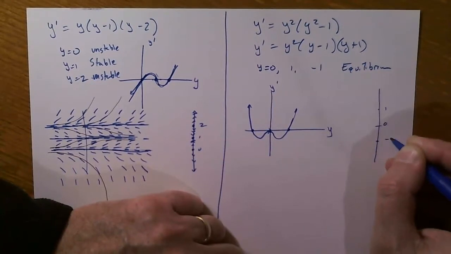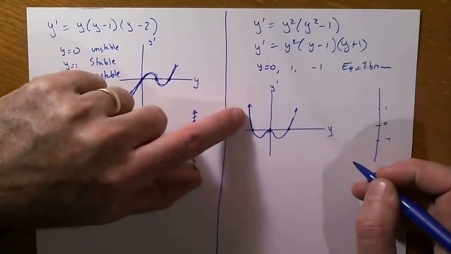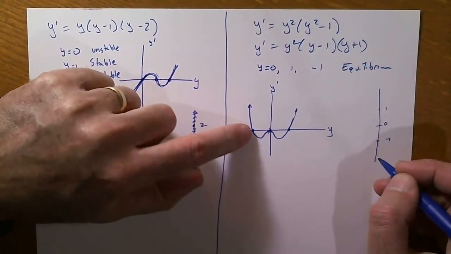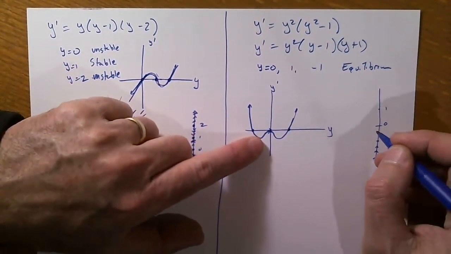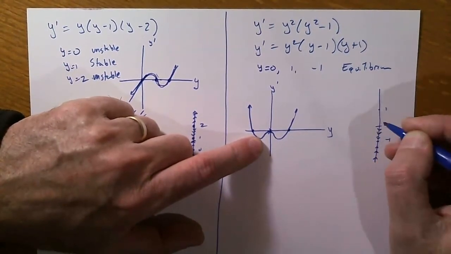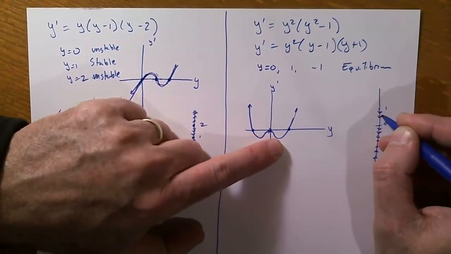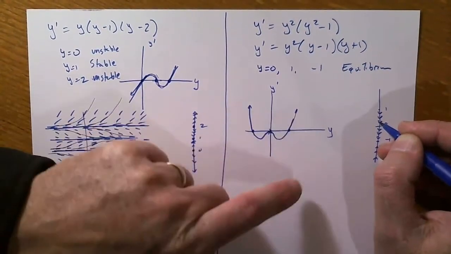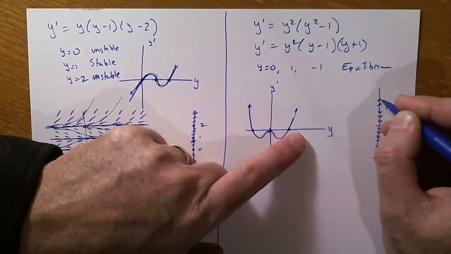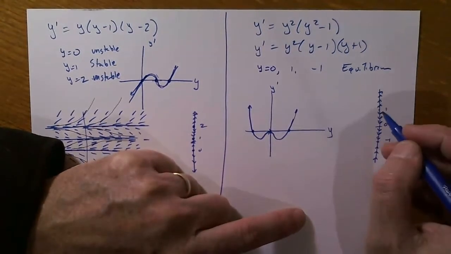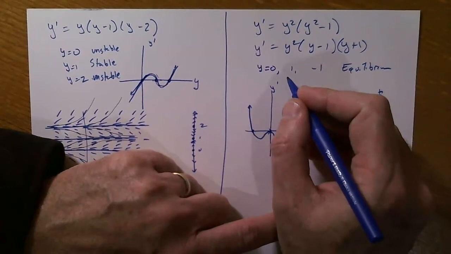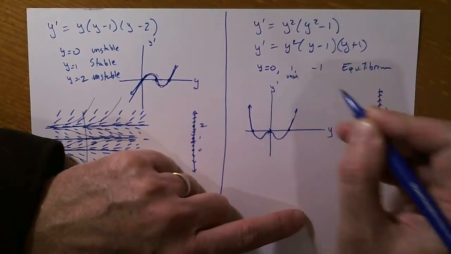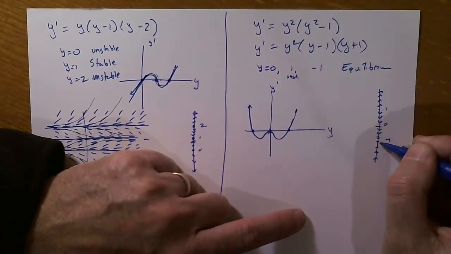0, 1, and -1. It's positive for y less than -1, so this is all headed uphill here. It's negative in between here, so headed downhill. Negative here, headed downhill, and then y prime is positive up here, so it's headed uphill. So what I see here is an unstable equilibrium at 1, unstable. At -1, it looks like it's stable. You're headed uphill towards it, you're headed downhill towards it.